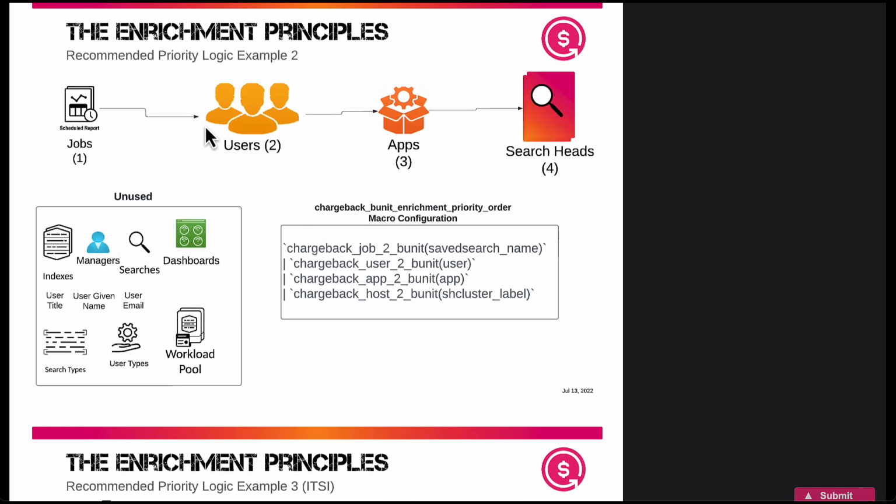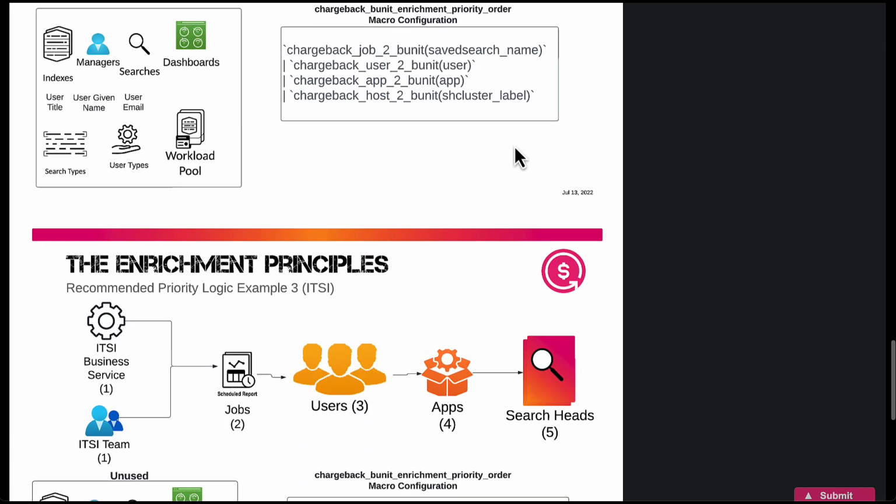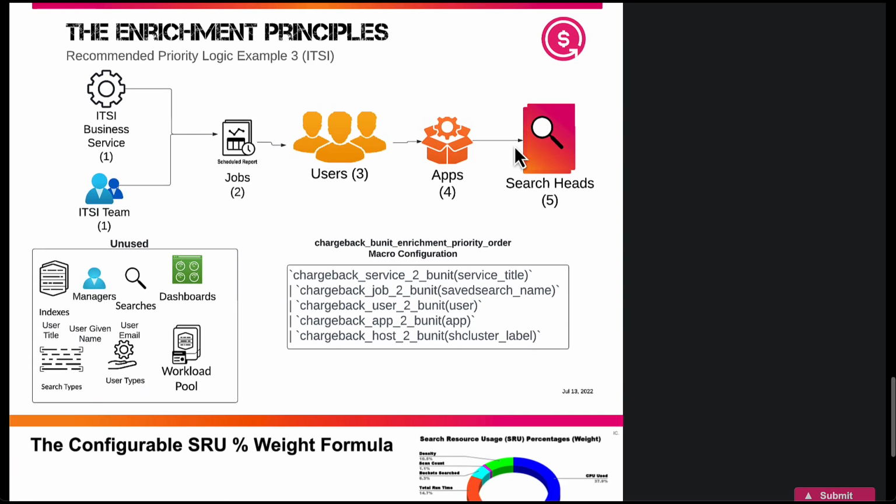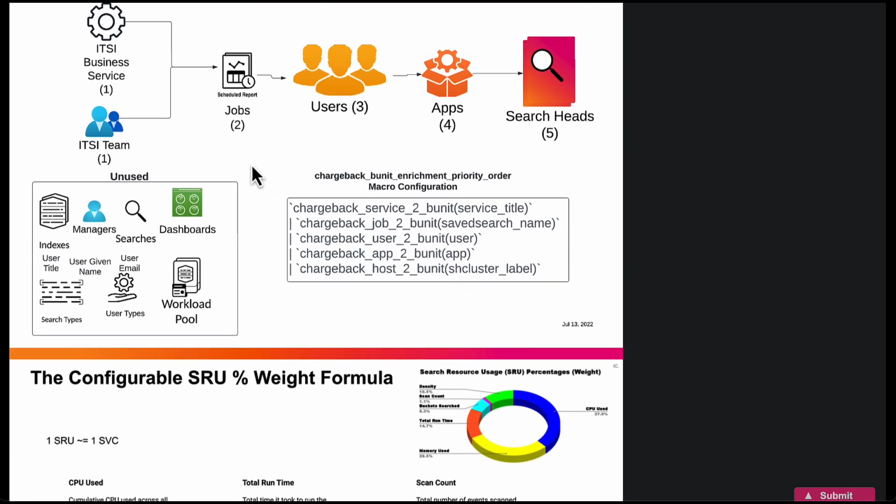Here's another one. It's very simple here. We've got the job, the user, the app, and search heads. Yeah, sometimes that's all you need, really. 3, maybe 4 of them. You don't have to use every one of them to build your business hierarchy. Just use the right mix, right? And you have other examples here if you have ITSI, etc.